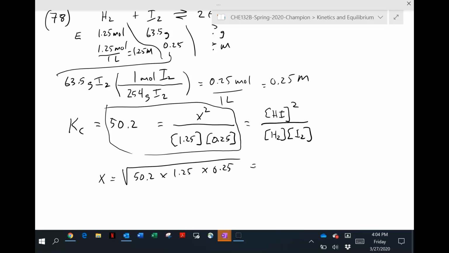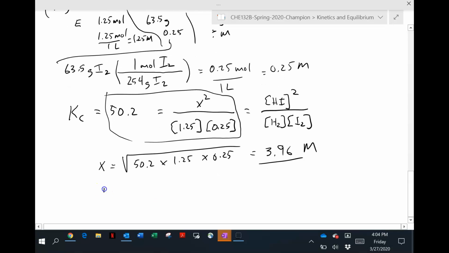So 50.2 times 1.25 times 0.25, I get 15.68 for that. I take the square root of that, I get 3.96 is my molarity. Now, that's not the answer to the question. They want grams. Let's just check about Kc.